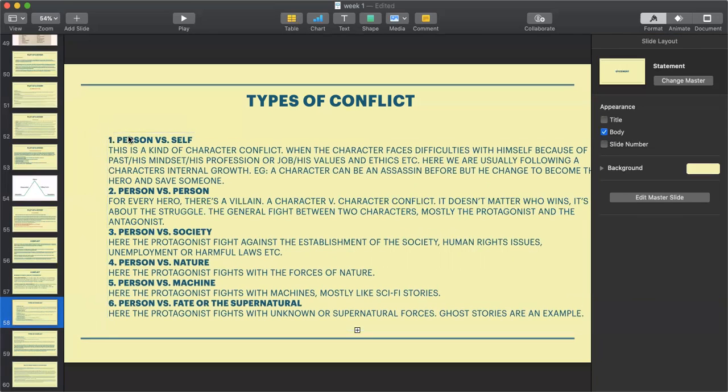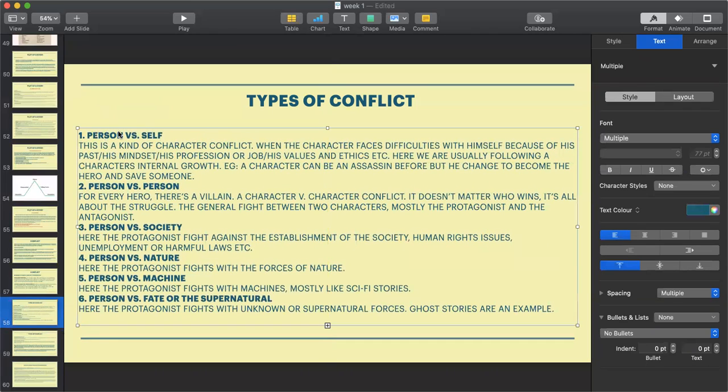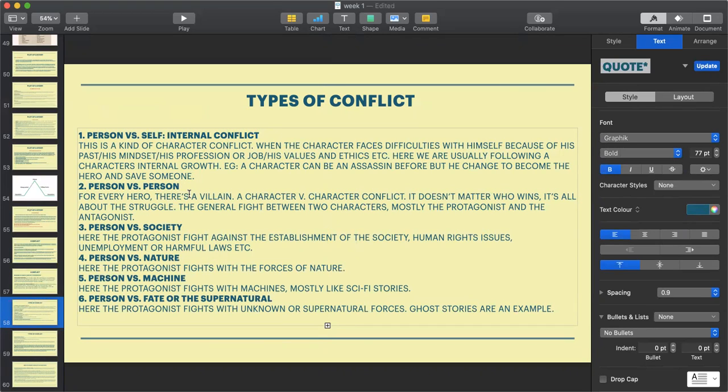The first one. Okay, this is a proper internal conflict. I'll write here. And by the end of this class, I will send this PPT to everyone. Okay. And all these, person versus person, person versus society, person versus nature, all these are examples of external conflict.